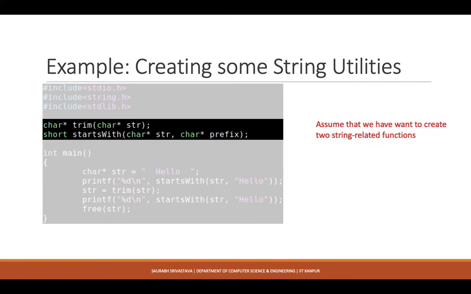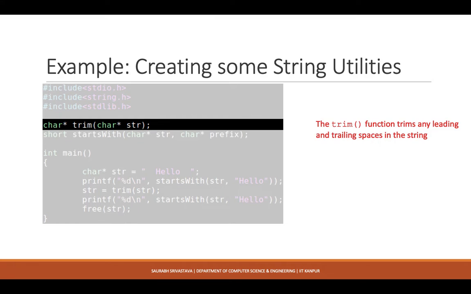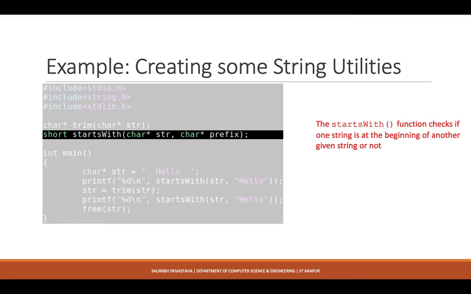This is basically an example where we are just trying to create two string related functions. Strings, if you remember, are just character arrays, but they are terminated with a null character. So we are now looking at creating two string utility functions. There is a function called trim. This function removes any leading and trailing spaces from a string, and there is another function called starts with, which basically checks if a particular string starts with a particular prefix. This is the idea, and you can see the declaration for both these methods.